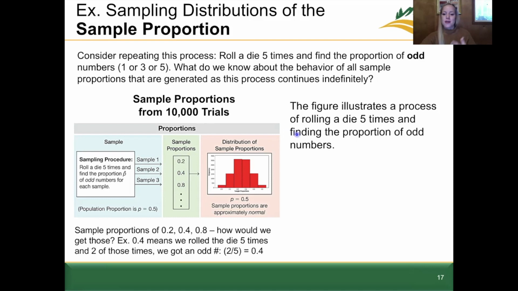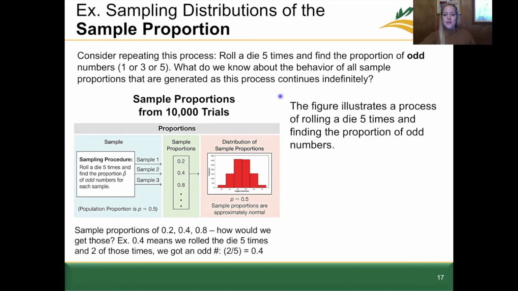So this figure illustrates a process of rolling a die 5 times and finding the proportion of odd numbers. I want to point out here how these sample proportions came to be 0.2, 0.4, or 0.8. How could we get that from this question? Well, for example, a proportion of 0.4 means we rolled the die 5 times. In 2 of those 5 times, we got an odd number. So we got this proportion value of 0.4 by taking 2 times of getting an odd number out of the 5 times we rolled the die. So that's 0.4. To get the sample proportion of 0.2 then, we'd roll the die 5 times and get an odd number only once. So you can imagine doing this, rolling the die 5 times over and over and over again. We're going to get different sample proportions each time.